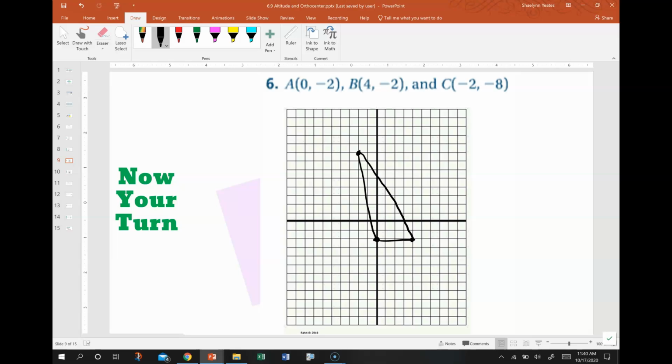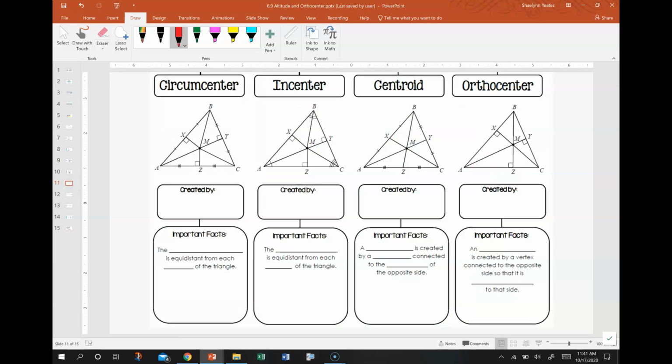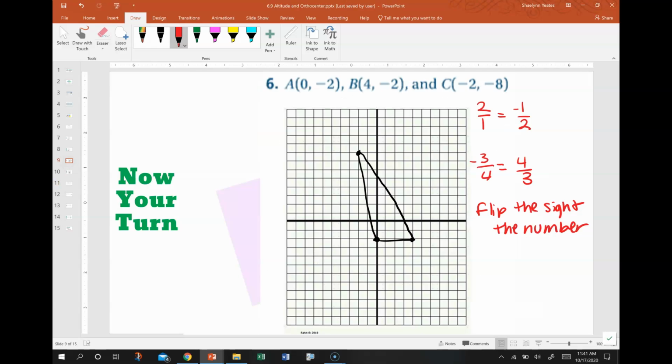Okay? So, if you need a refresher on perpendicular slopes, if my slope was 2 over 1, perpendicular would be negative 1 over 2. If my slope was negative 3 over 4, my perpendicular would be 4 over 3. You flip the sign and the number. Okay, you learned that last year. You should be okay. We will reconvene when we're going over all the centers. So, you've got this one, I promise. You can do it.